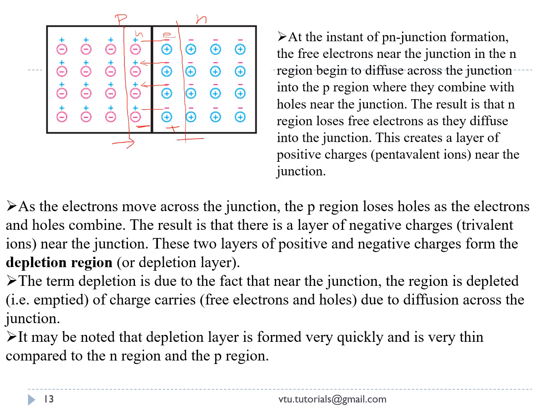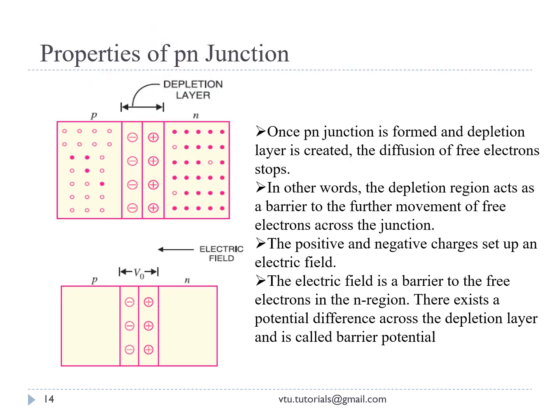The name depletion is because this area is depleted of carriers, depleted of charge. There is a depletion of the charge carriers, so this region is called the depletion region. In the previous slide we studied the creation of the p-n junction and the depletion region. So now let's go on to the properties of the p-n junction.